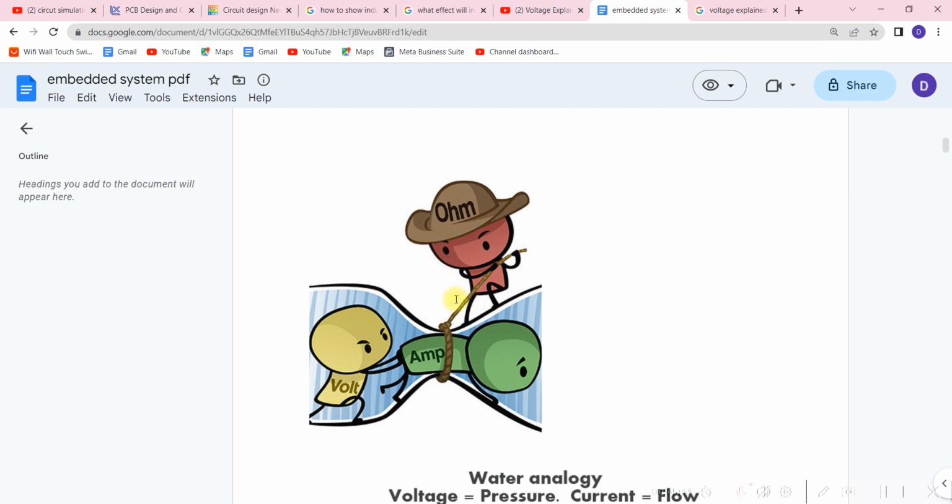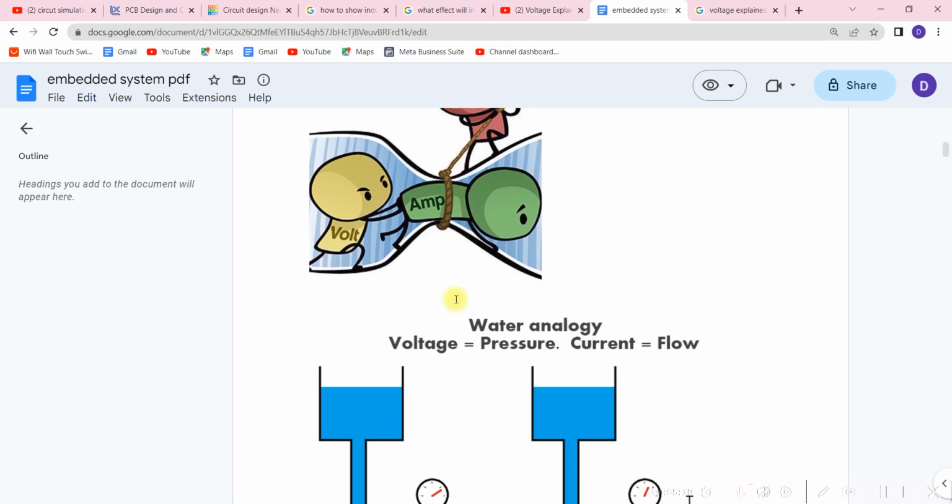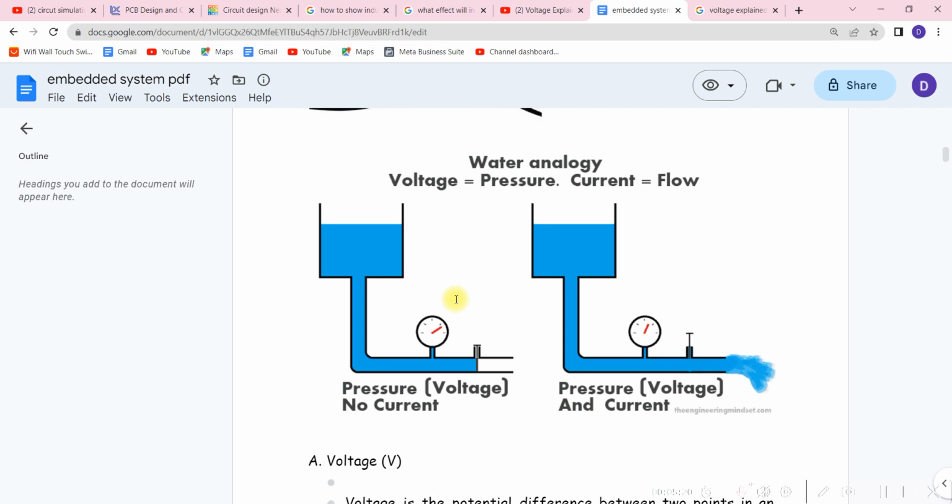So, now to give you a better understanding, look at this water analogy right here. See, the voltage is the pressure, right? And the flow, the water coming out, is the current, while the resistance is basically this faucet that can be opened and closed. So voltage is your pressure, current is the water coming out, while resistance is the faucet that you can open and close. All right.